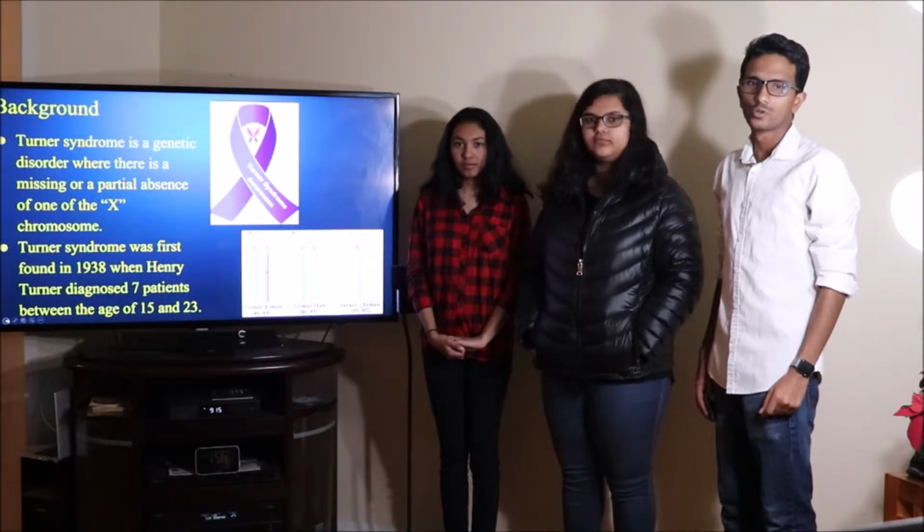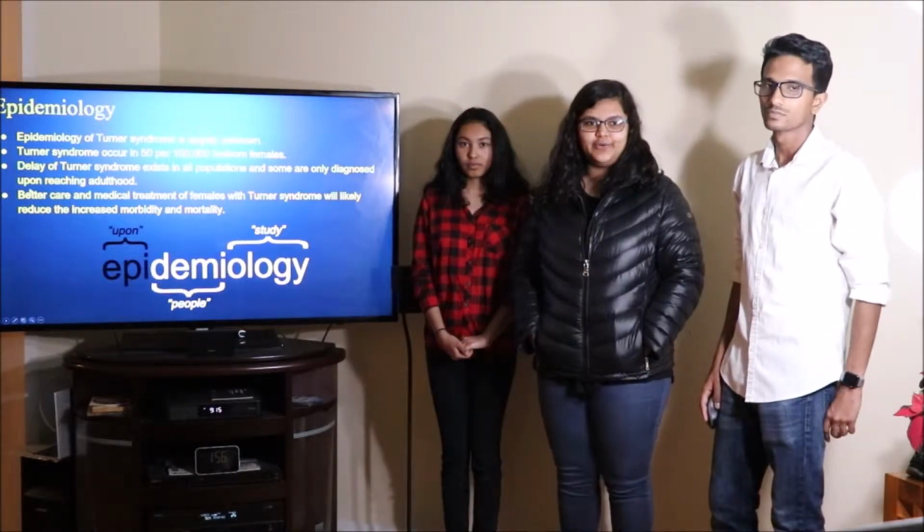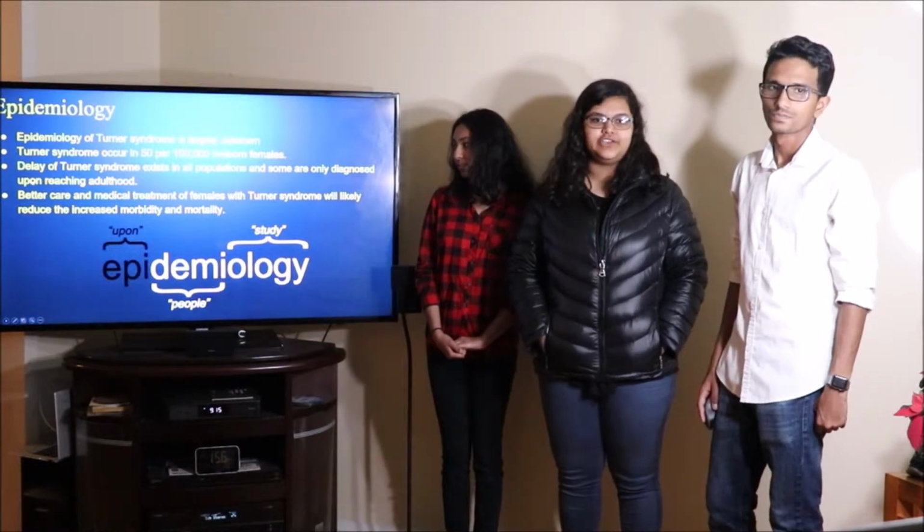Next, we're going to talk about epidemiology, which means the study of people. The epidemiology of Turner syndrome is largely unknown. Turner syndrome occurs in 50 per 100,000 live-born females, and it exists in all populations, and some are only diagnosed upon adulthood. Better care and medical treatment of females with Turner syndrome will likely reduce the increasing morbidity and mortality.